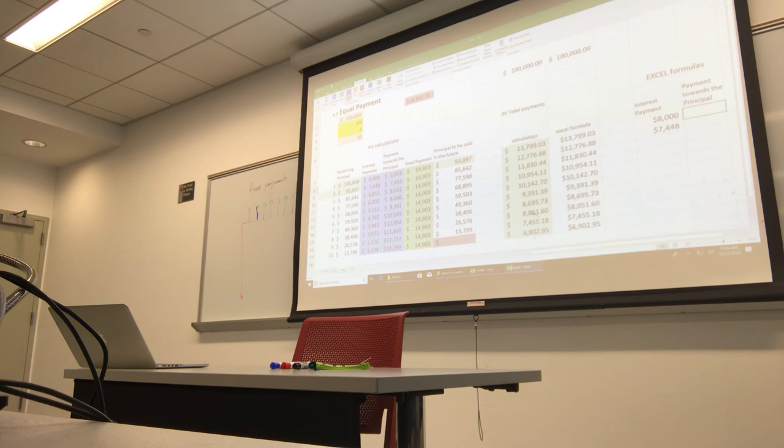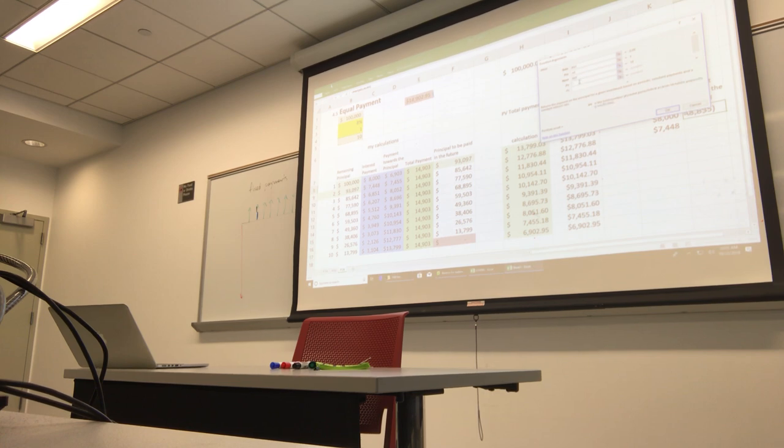The next formula that I have is the principal payment. The principal payment. The rate is fixed. And the period varies, and the total number of periods stays the same.